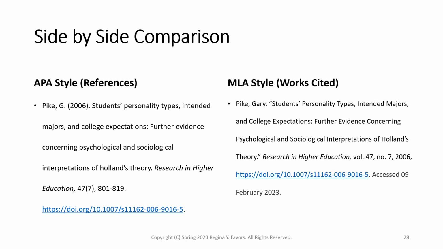MLA style, works cited page. And again, make sure that you format your papers for MLA. So we have Pike, comma Gary. There's no year there. In quotation marks is the title of the work. And then Research in Higher Education is the title of the publisher. And then information about volume number 7, 2006. And notice that there are no references to page numbers. I didn't think about that until now. But looking at the side-by-side comparison, you see that there are page numbers under the APA style. And then the access date.